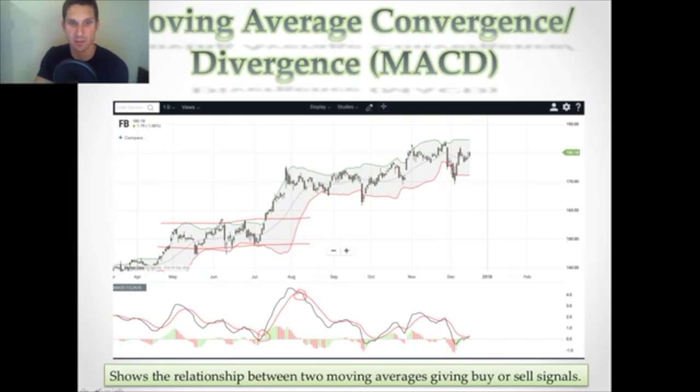So you are seeing this is coming off this resistance repeatedly. 1, 2, 3, 4 times. And then this fourth time, it breaks out on this long candle, right? And you also have this crossover. You're like, that's sweet. All right. Now we broke this resistance, and it crossed over.